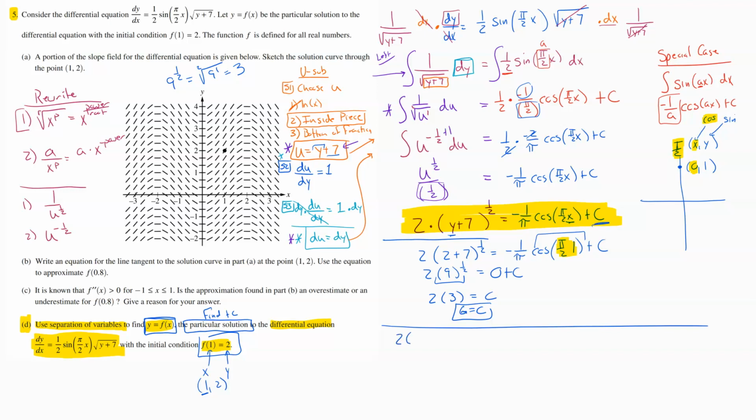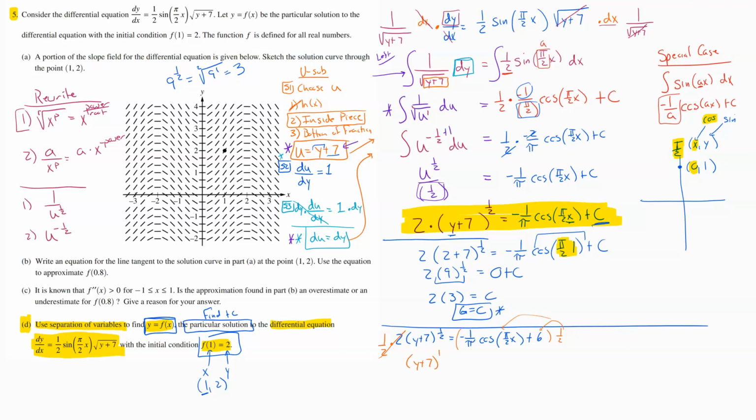So I get 2 y plus 7 to the 1/2 equals negative 1 over pi cosine of pi over 2x, and then my c value, I know what that is, that's my plus 6. So here we're just going to start solving this thing to get y by itself. The first thing I'm going to do is get rid of the 2. I want to isolate that 1/2 power, that square root. So over here, I'm going to multiply everything by 1/2. That's going to come into each of these pieces. They'll cancel out on this side.